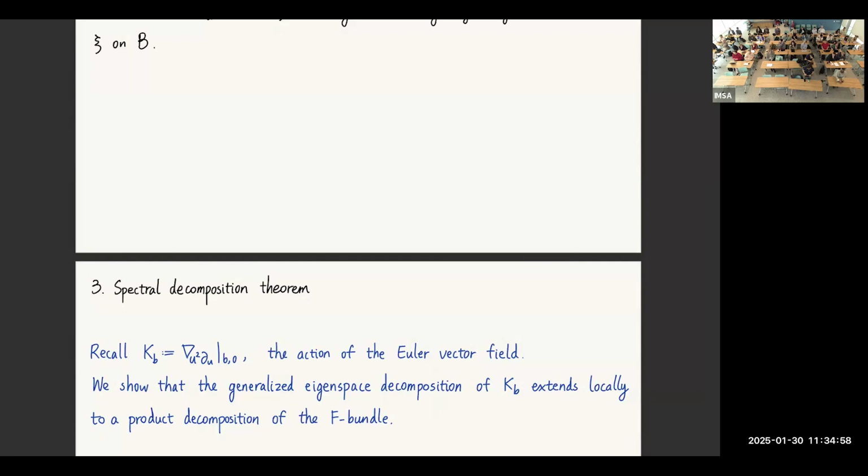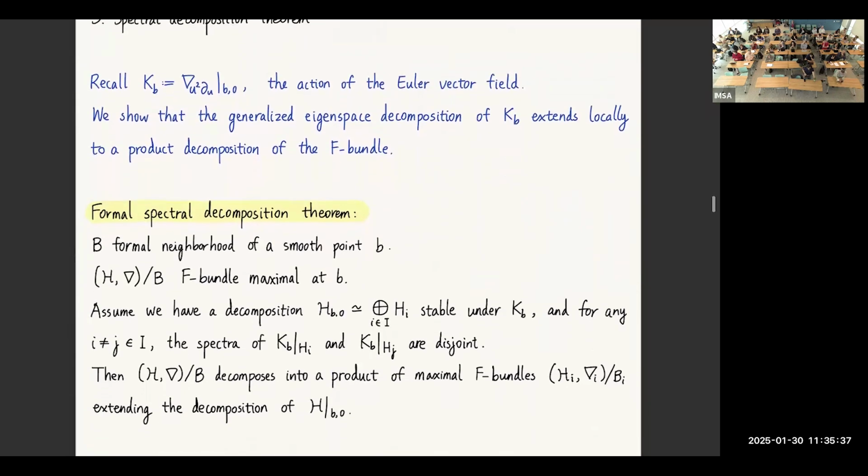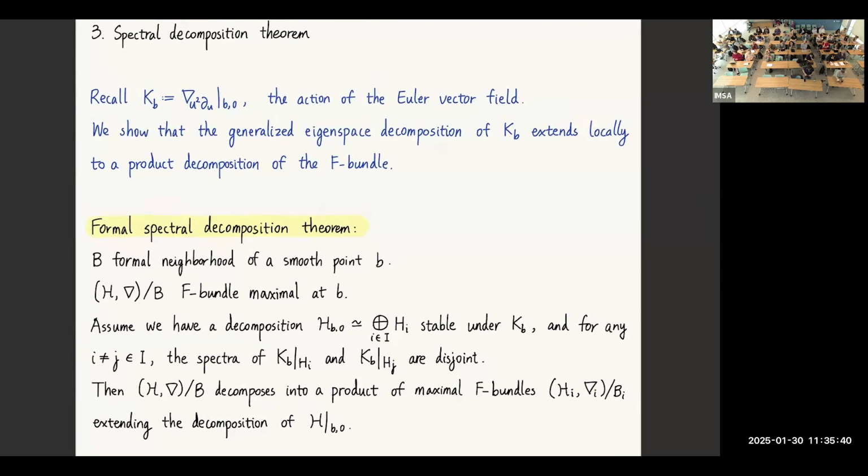And we want to show that the generalized eigenspace decomposition of K_B extends locally to a product decomposition of the F bundles. That's directly motivated by this decomposition for the non-commutative quantum structures. And also, these eigenvalues are equal to these exponents of the singularities of this constructible sheaf, or the exponents of the Stokes data that we have seen above. Okay, let me just state the theorem, and then I want to say something about its proof too.